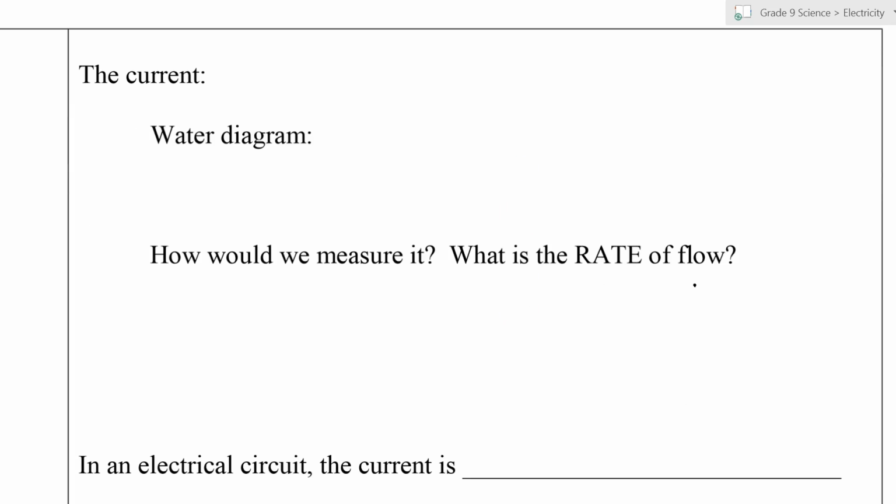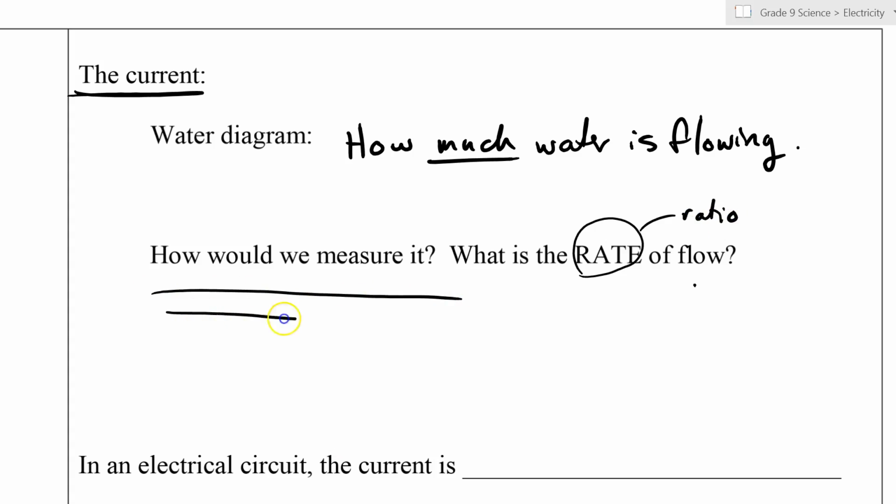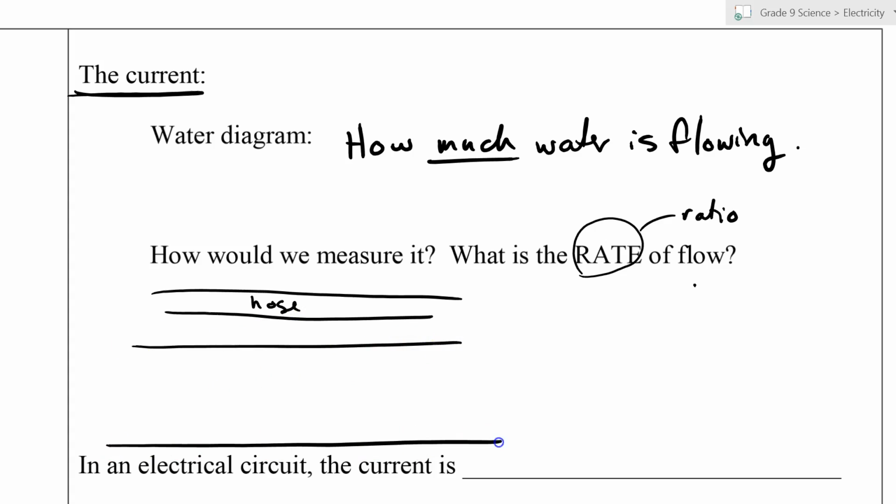The third thing that we want to talk about is the current. Now in a water diagram, that's how much water is flowing. And how can we measure it? It's a rate of flow. When we say rate, we think ratio. So if I were to have a hose, and I were to have a river, this is not to scale. Look at my beautiful art.